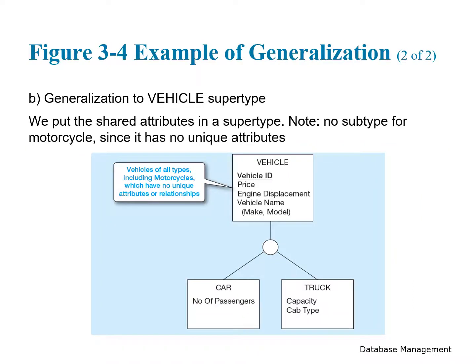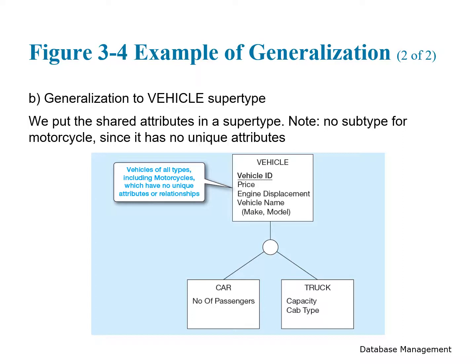Sometime during the conceptual modeling process, we begin to recognize a common theme among several entity types. For instance, they may all share many of the same attributes, such as in the previous example: car, truck, and motorcycle all have price, engine displacement, and make and model. Figure 3-4, example of generalization.